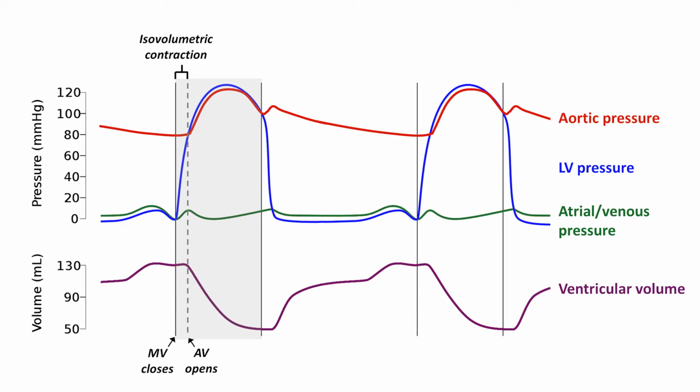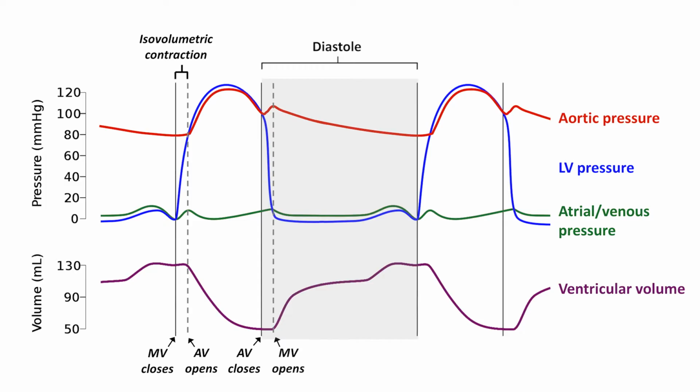Likewise, after the LV begins to relax, when the LV pressure drops below the aortic pressure, the aortic valve will snap shut, but it takes a tiny amount of time until the LV pressure dips below the LA pressure, opening the mitral valve. Once again, LV volume during this time is constant, and this period is known as isovolumetric relaxation.